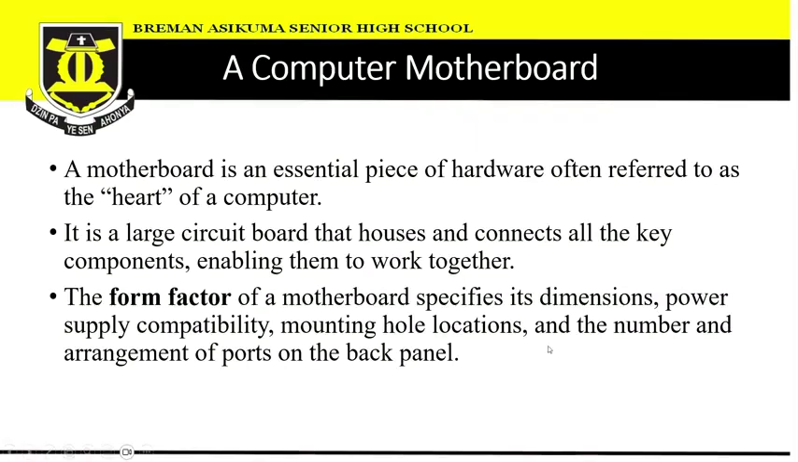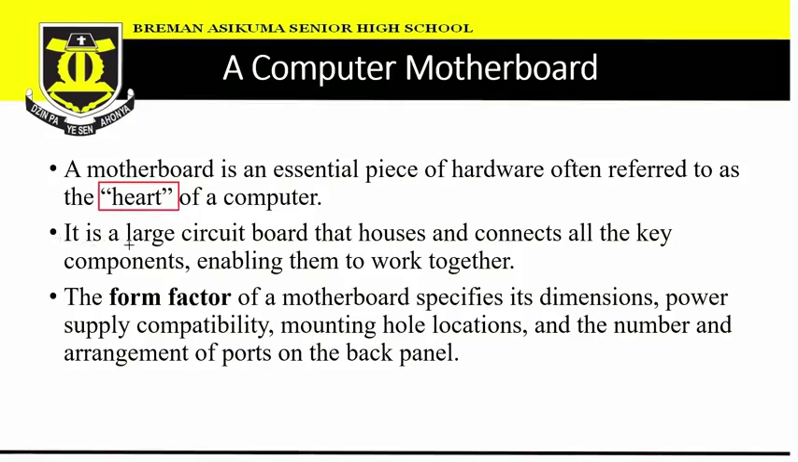Now when we talk about the motherboard, we are saying that the motherboard is an essential piece of hardware, often referred to as the heart of a computer. That is what we usually refer to a motherboard as, the heart of a computer, which means without the motherboard, the computer can't function or cannot work.